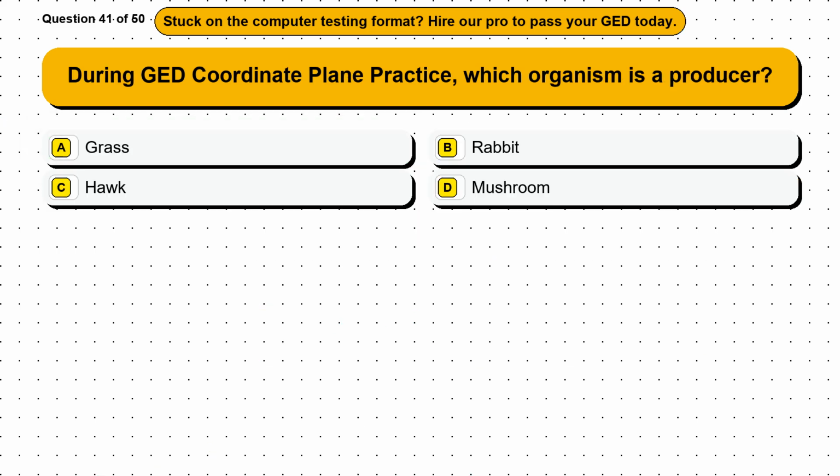Question 41. During GED Coordinate Plane Practice, which organism is a producer? Option A, grass. Option B, rabbit. Option C, hawk. Option D, mushroom.